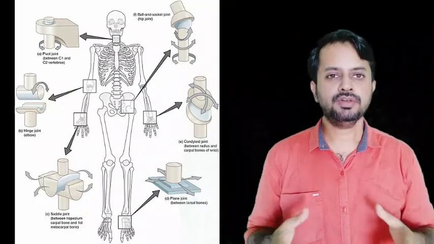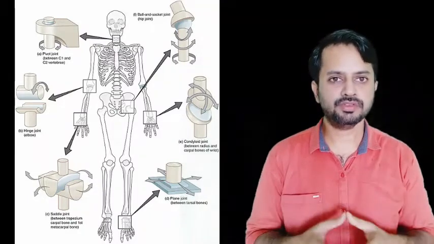So these joints are connecting between the bones. This is the connection between the bones. And these joints are helping us to move and do activities. Let's see some of the joints in our body. First one, ball and socket joint.